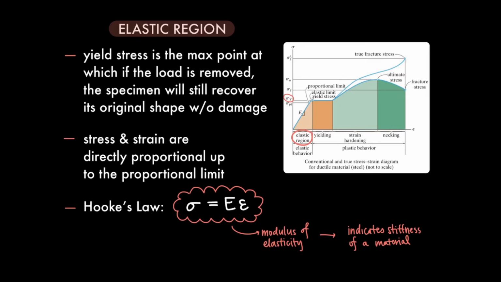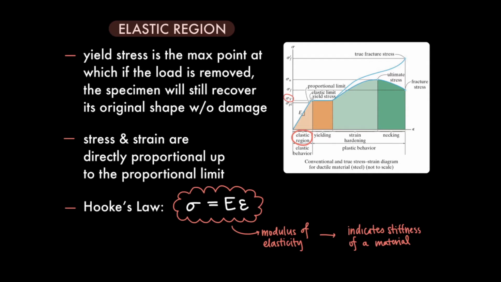The light orange region is the elastic region. This is probably the most significant region for us to understand, because all our calculations are actually based on the assumption that the material is linear elastic. Now, if you don't know what linear elastic means quite yet, don't worry about it. We'll get to that in just a bit.